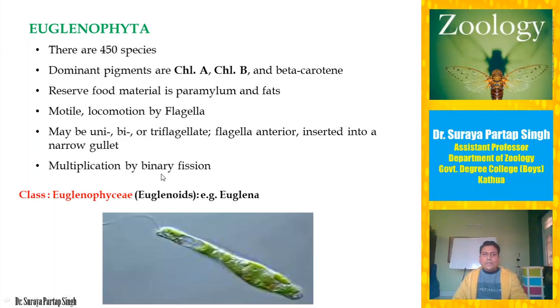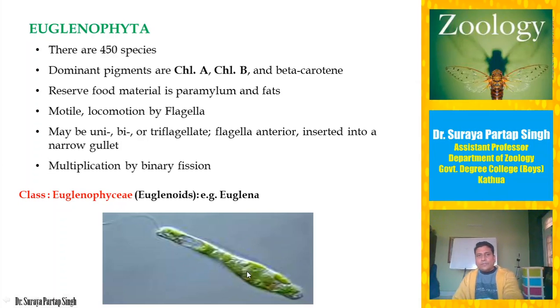And multiplication in them is by means of binary fission. So they show binary fission as their major mode of multiplication or reproduction. It has only one class. So division Euglenophyta has only one class, that is the Euglenophyceae. They contain euglenoids. We commonly call them euglenoids, and the most common example is the Euglena, which is shown in this photograph.